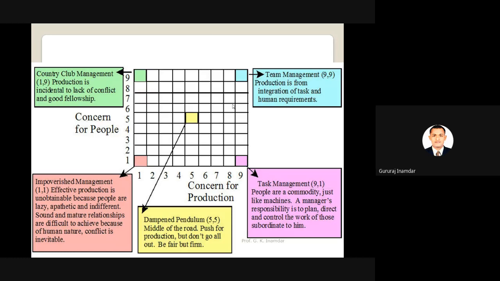And 9 is nothing but the concern for people. Okay, 1 is nothing but concern for production. Now if you consider the 1.9 manager, the country club manager. Okay, now what is the role of that country club manager? Production is incidental to lack of conflict and good collection.